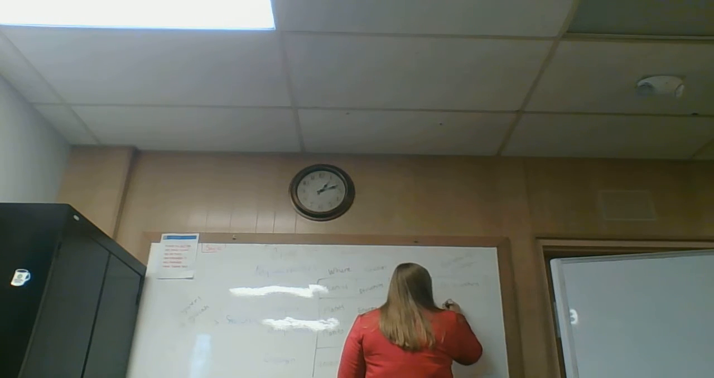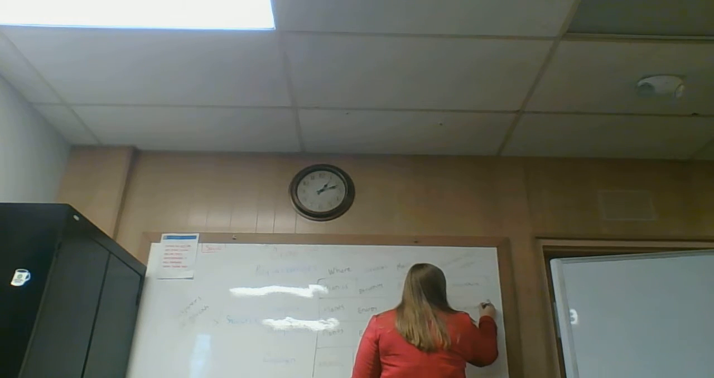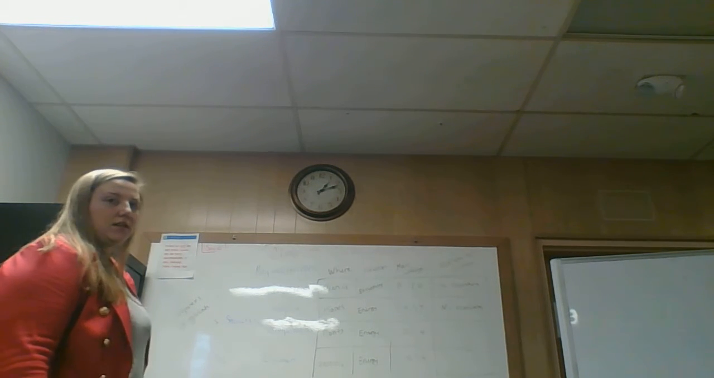So cellulose does not have branching. One of these starches, so amylose or amylopectin, doesn't have branching either. So amylose does not have branching. So amylopectin and glycogen are the ones that do have branching.